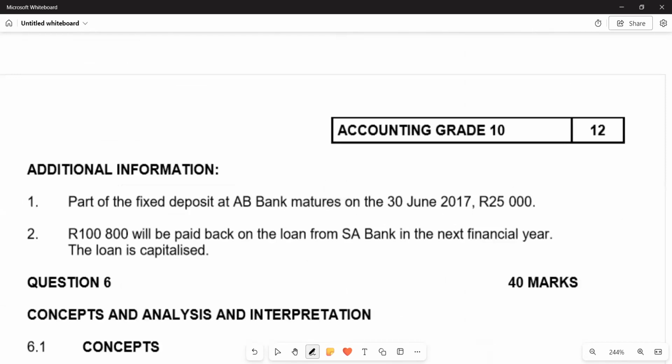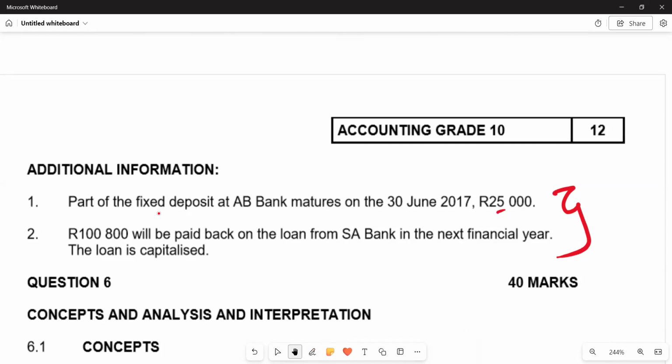We are given that a part of the fixed deposit at AB Bank matures on 30 June 2017. That is 25,000 rands. So what does it mean? It means part of this fixed deposit, which is 25,000, we are going to remove from the fixed deposit and transfer to current assets, and then put it in the cash and cash equivalents. So this 25,000 is going to increase the figure for cash and cash equivalents.